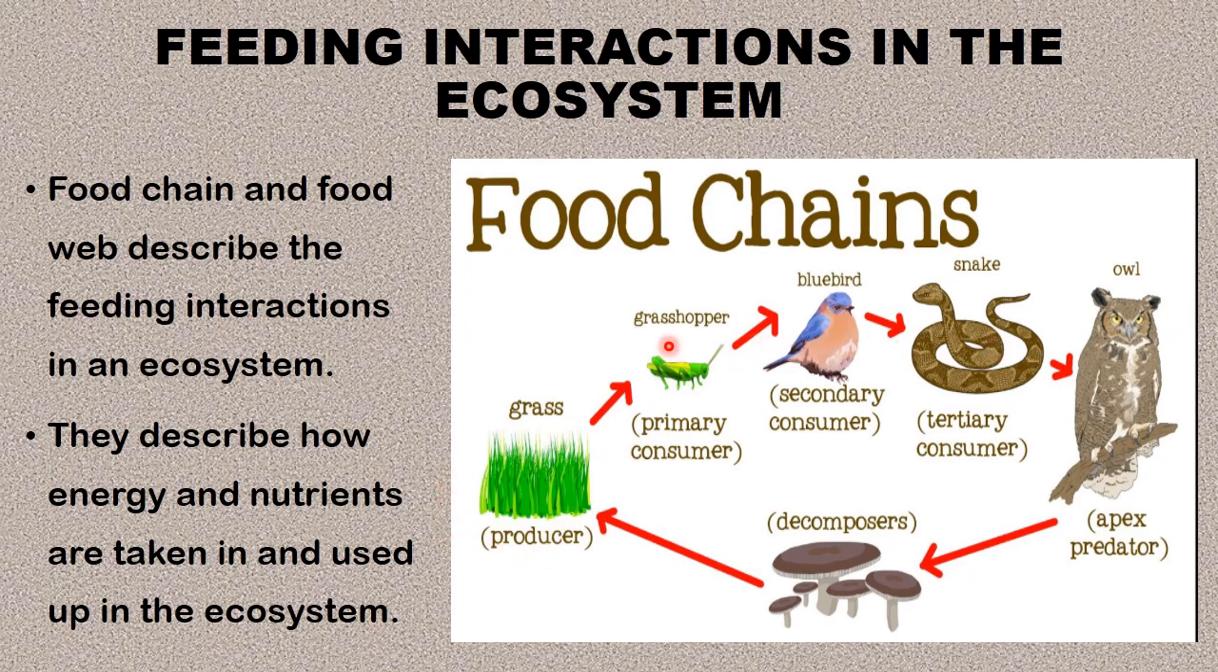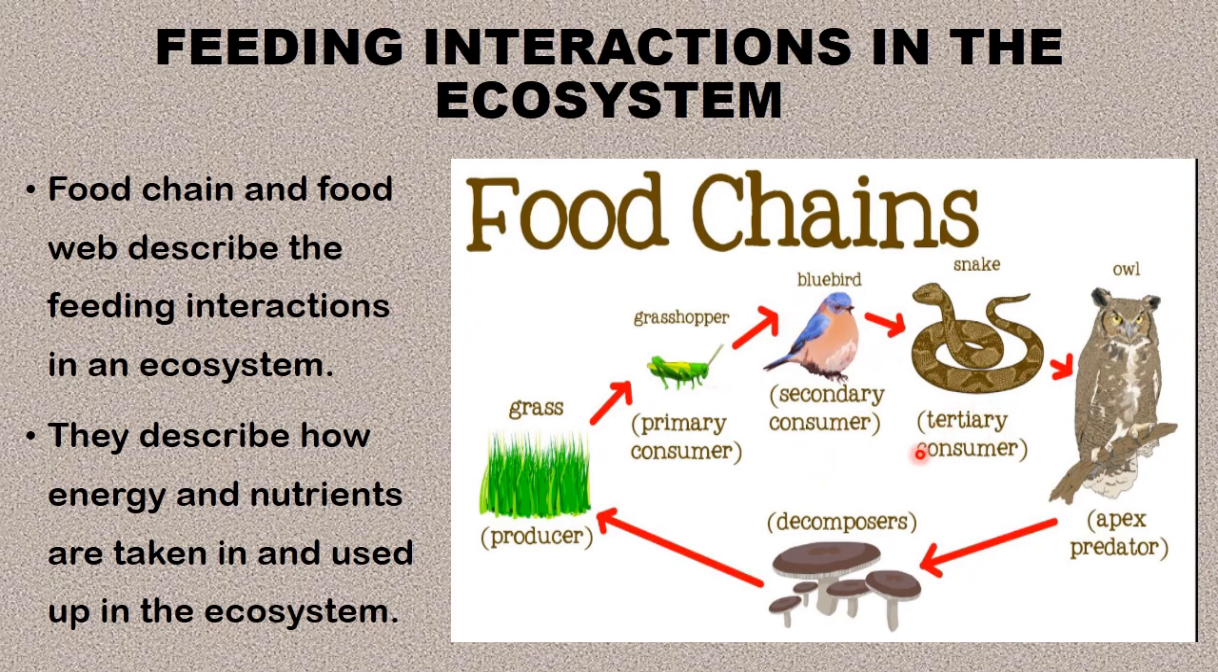Now, the food chain is also made up of consumers. In this case, we have three types of consumers: the primary consumer, the secondary consumer, and the tertiary consumer. The primary consumer feeds directly on grass. They are called herbivores. The secondary consumer that feeds directly on primary consumers are called carnivores. They feed on flesh. Carnivores are animals that feed on flesh.